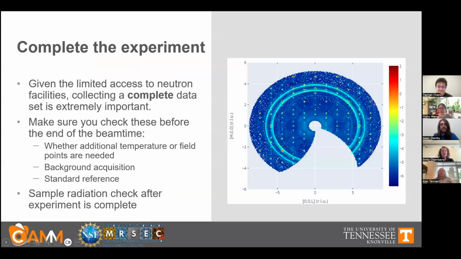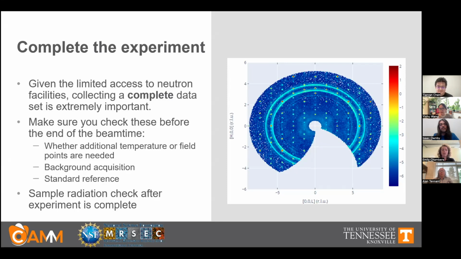Okay, so after the experiment is completed, or towards the end of the experiment, you want to ensure that you have a complete data set for this specific experiment, because again, neutron facilities are not accessible all of the time, and they're valuable resources. So you want to make sure that you did your due diligence in collecting a complete data set. For example, you want to check if there are any additional scans that you might need regarding temperature, different fields.